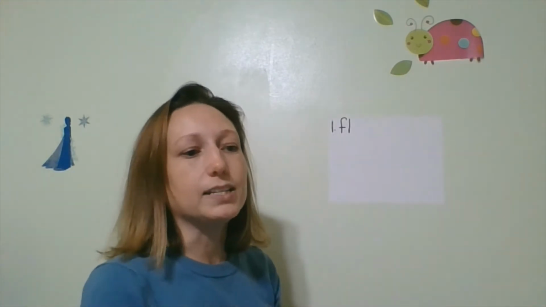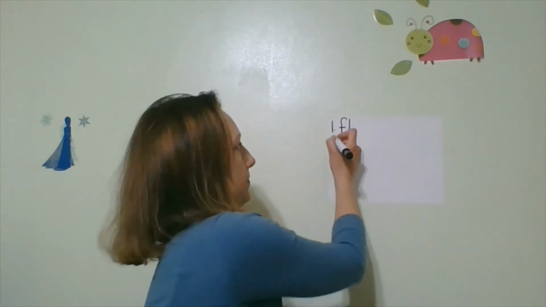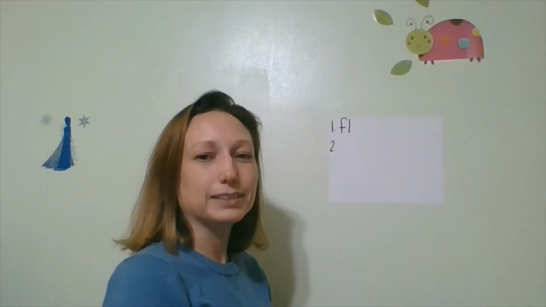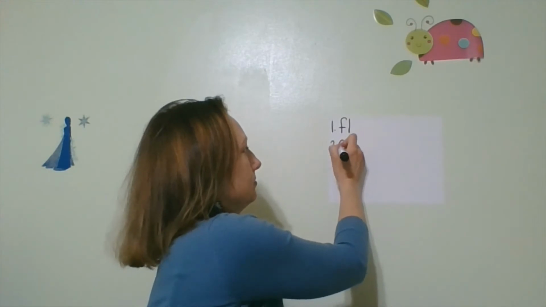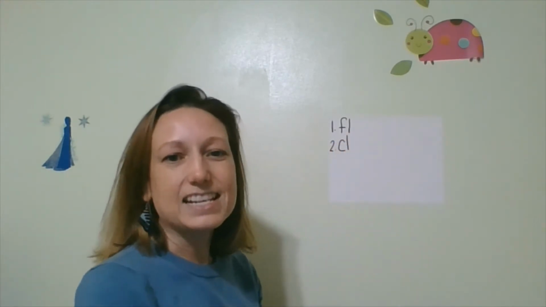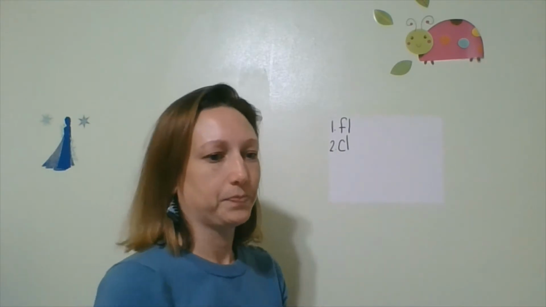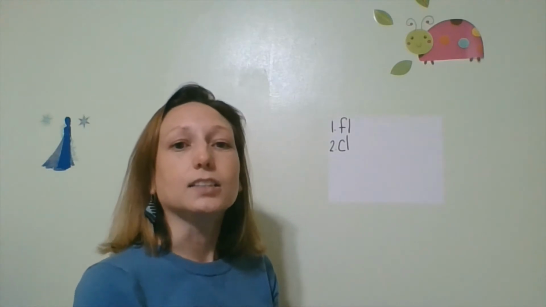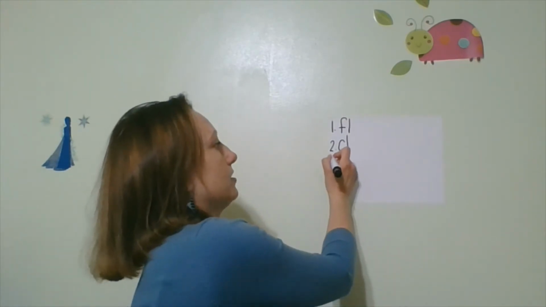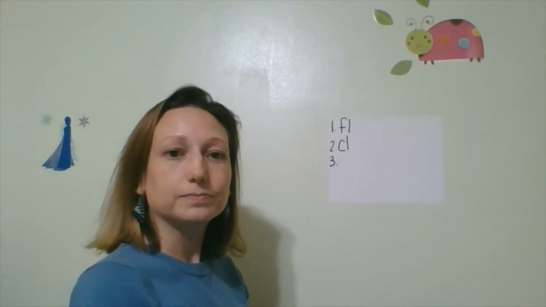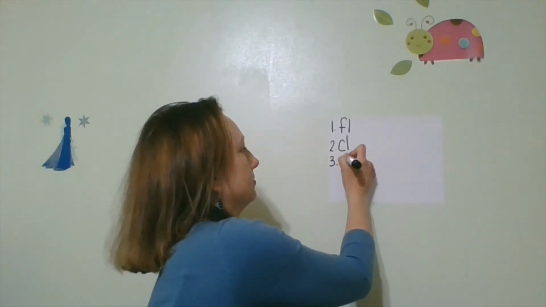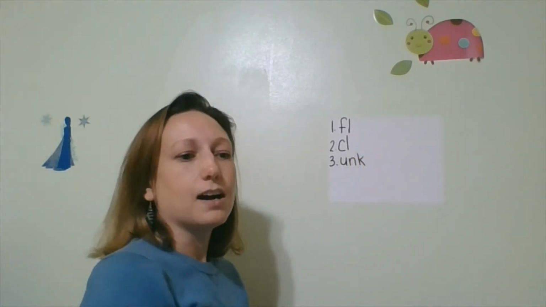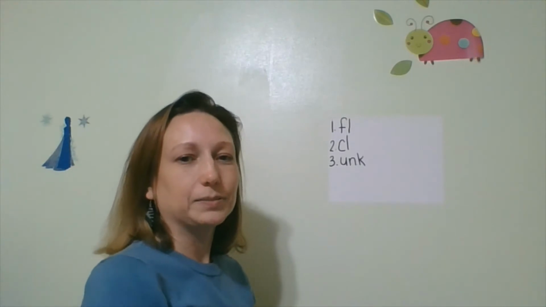Number two, the blend at the beginning of clap. And what did you write? CL. Ooh. Number three, one way to write the chunk in sunk. The chunk that we hear in sunk. And what did you write? U-N-K, says unk in sunk.